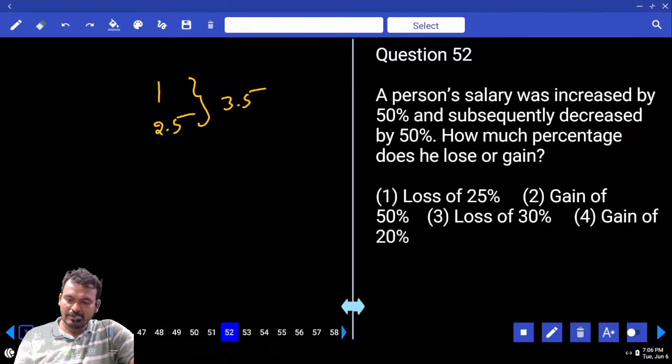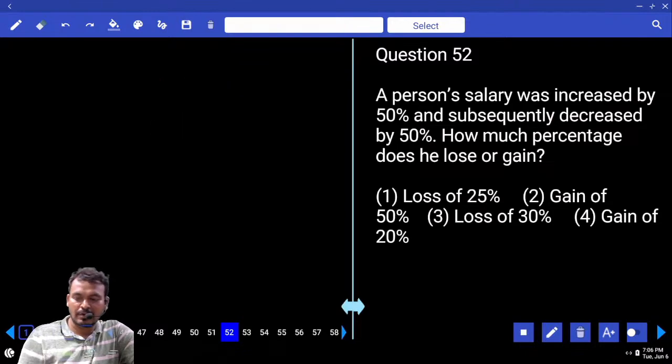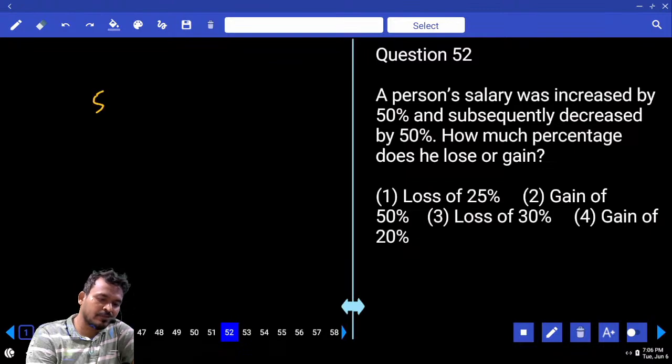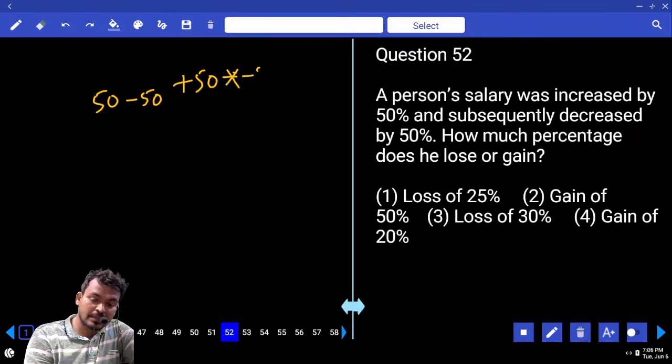Next, question number 52. A person's salary was increased by 50% and subsequently decreased by 50%. How much percentage does he lose or gain? Means successive increase by 50 and decrease by 50. What is the formula? A plus B plus AB by 100: 50 minus 50 plus 50 into minus 50 by 100. Zeros are cancelled.